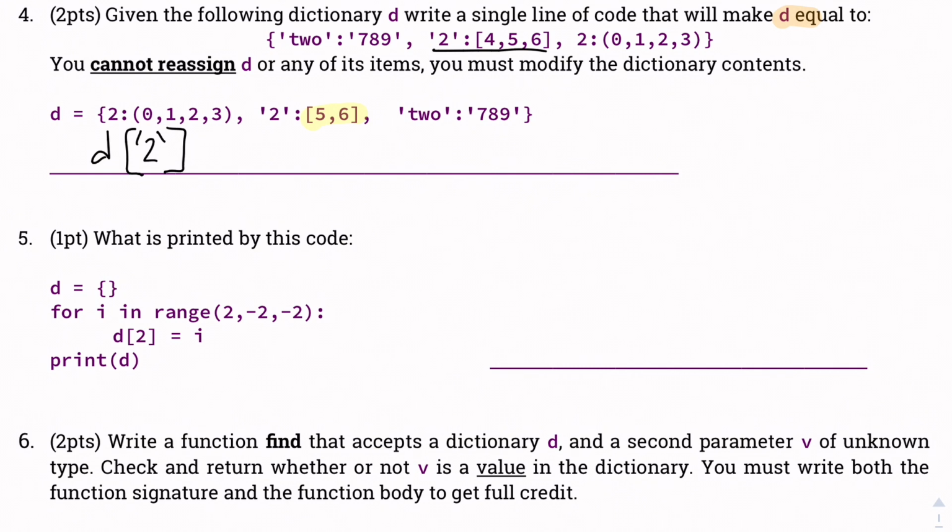So what will help me here in order to put a 4 at the beginning of this list? Well, that's where insert comes in. So I'm going to insert at position 0 the number 4 inside of this list found at this key in the dictionary. And that should be it.